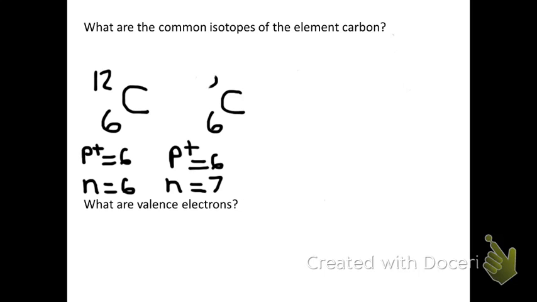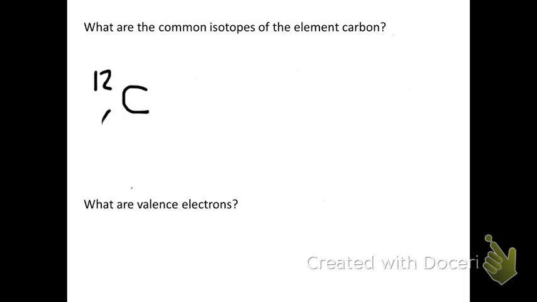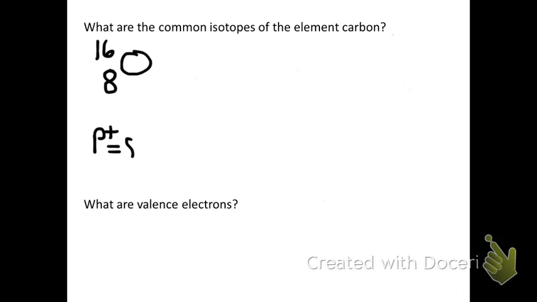But we're going to look at writing some elements, isotopes, in some different other ways. Okay, so let's take a look at oxygen. So oxygen has how many protons? 8. So we'd have to put 8 down here. And there are 2 isotopes of oxygen. We'll use oxygen 16. So it has 8 protons. Neutron number is also 8.